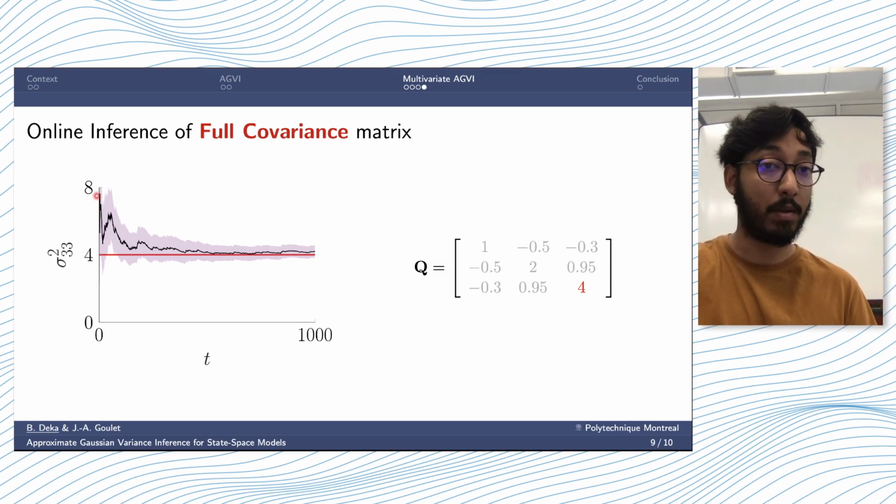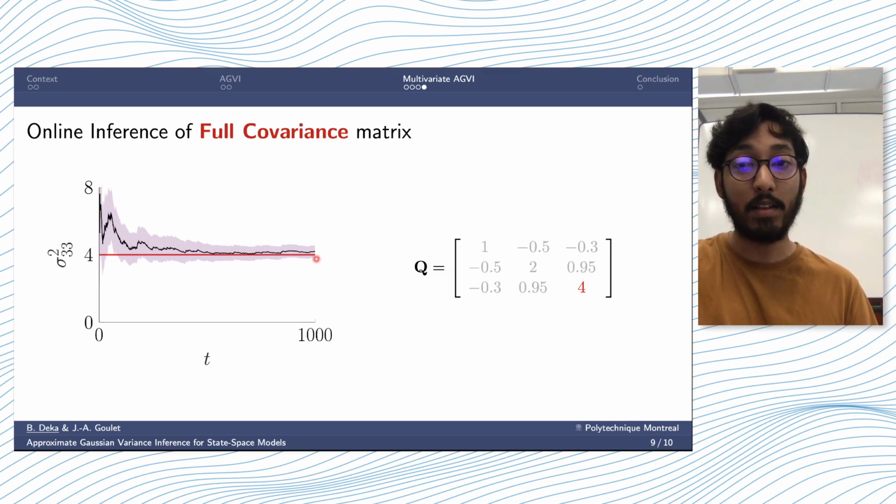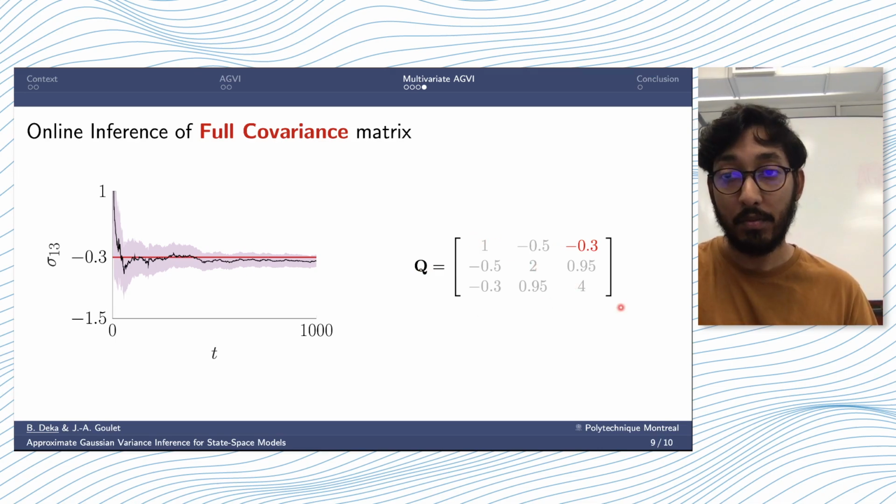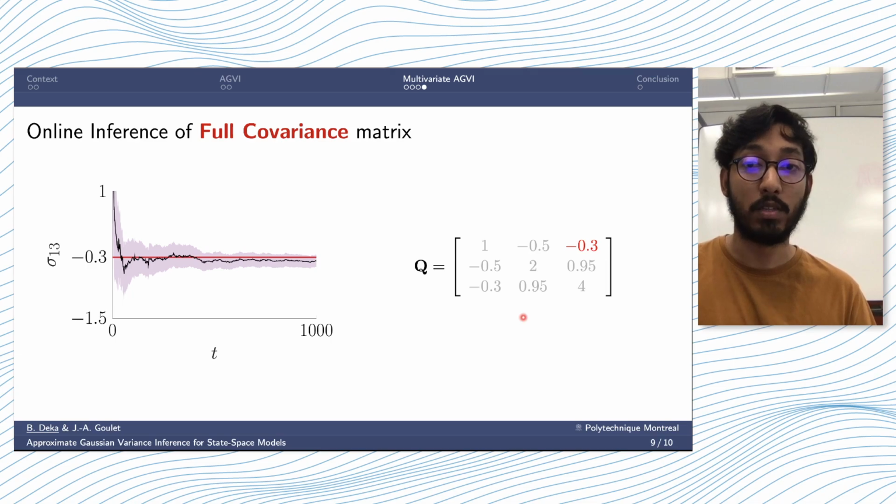Starting from some vague prior knowledge, we obtain the correct value, as well as for the covariance term, and we see the same phenomenon. We are able to retrieve all the variances and the covariance term. So the bottom line is that we are able to infer all the variances as well as the covariance terms accurately using our approach.